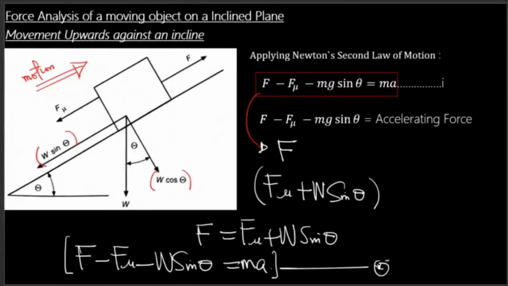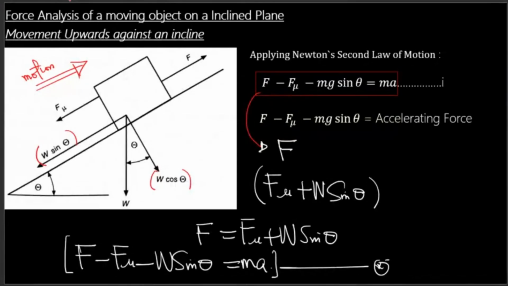So it simply means that for that object to move upwards, the applied force has to be greater than the sum of the frictional force and the component of the weight that is parallel to the incline. The component of the weight that is parallel to the incline is always acting downwards. So this is the first equation. This is for upward movement.